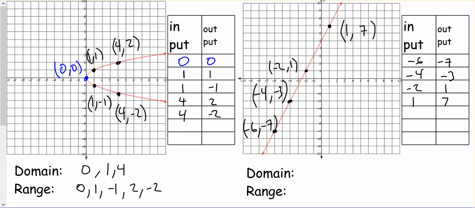1, 7. So right here, our domain, for just this table, would be -6, -4, -2, and 1. And our outputs, or our range, would be -7, -3, 1, and 7.